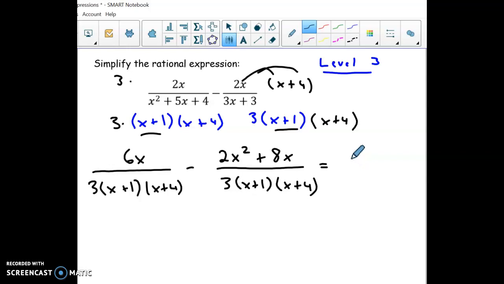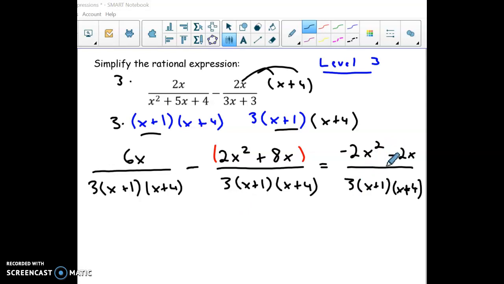All right. And so now when we subtract, I'm going to have 6x minus 2x squared. So we got to minus all of this stuff. So that's going to give us a negative 2x squared. And then we've got to do 6x take away 8x, so that's going to actually be negative 2x. Okay, and our denominator stays the same.